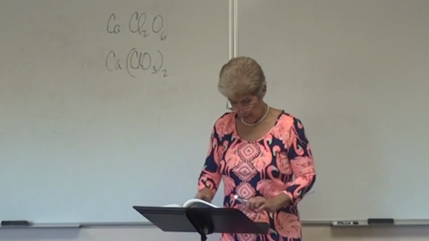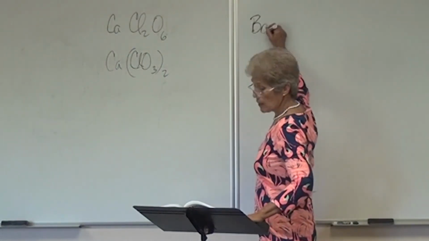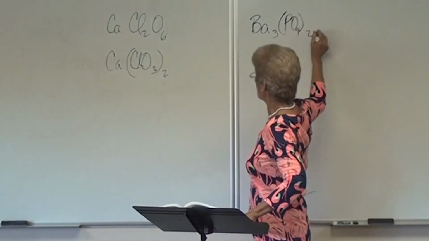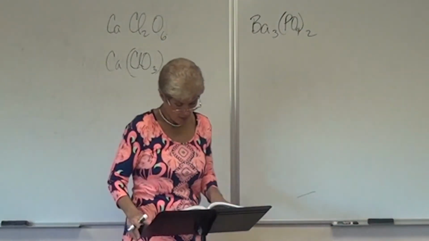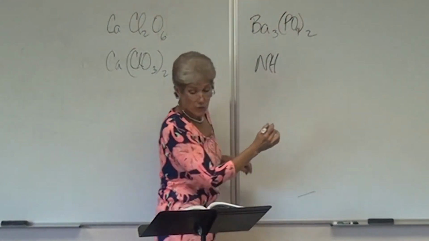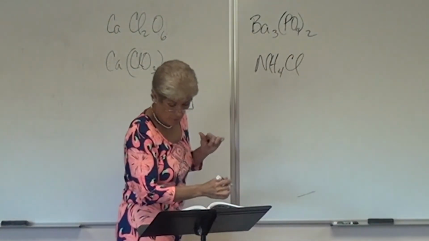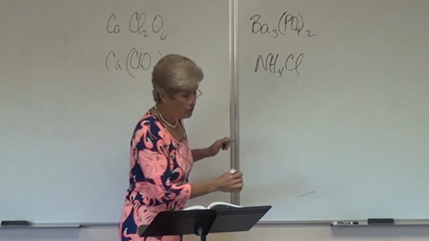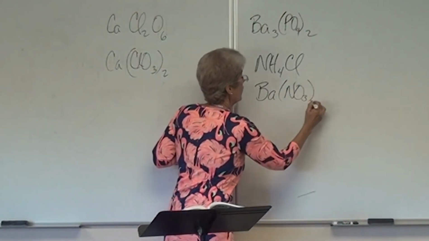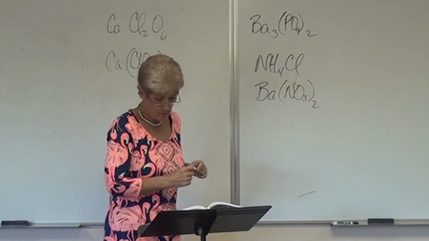Let's see. The chemical formula for barium phosphate is Ba3(PO4)2. For ammonium chloride, NH4Cl. For barium nitrate, well, that's it, isn't it?